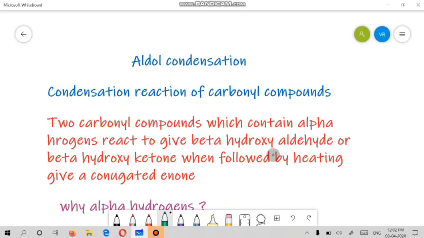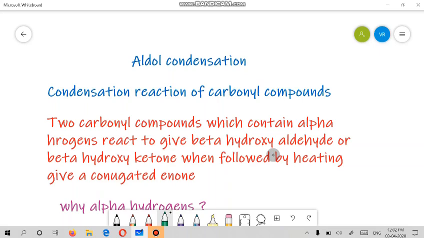This is Professor Vijayalakshmi. Today I want to discuss aldol condensation. What is aldol condensation? Condensation reaction of carbonyl compounds is called aldol condensation. Condensation reaction of carbonyl compounds which have alpha hydrogens is called aldol condensation.